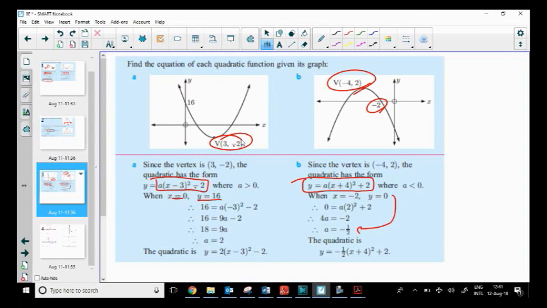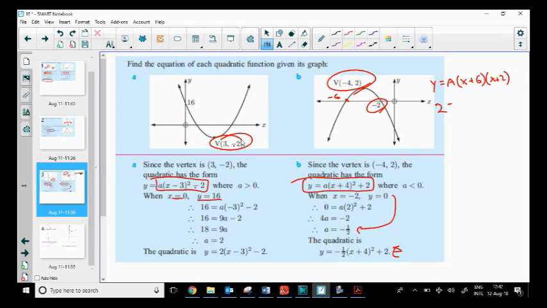Of course, you could also deduce from this that the other intercept was going to be -6. And you could then say, well, that means that y is equal to a times x plus 6 times x plus 2. And you could work out the equation in factored form. And it'll be the exact same equation as this one here. No different. It's going to look different, but it's going to be the exact same quadratic.